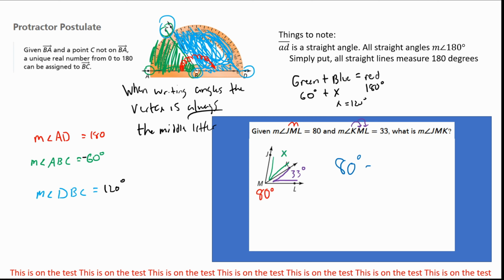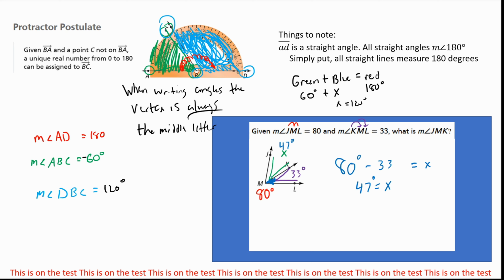And I want to know what X is, so I'm going to put that on the equal side. And I know that of my total 80 degrees, I've subtracted out 33, right? Because if I add these together, I'll get 80. So if I subtract 33 from 80, I'll get what's left. So 80 minus 33 is 47. So X is 47 degrees.